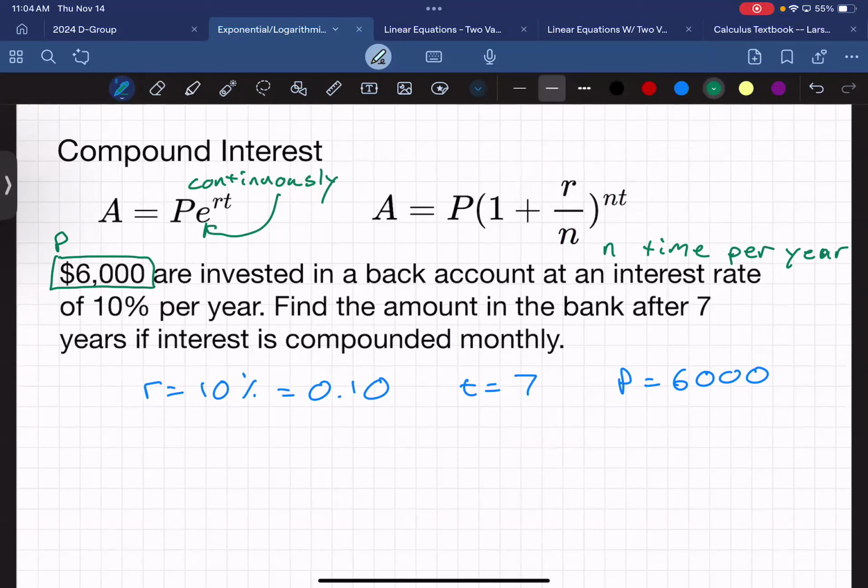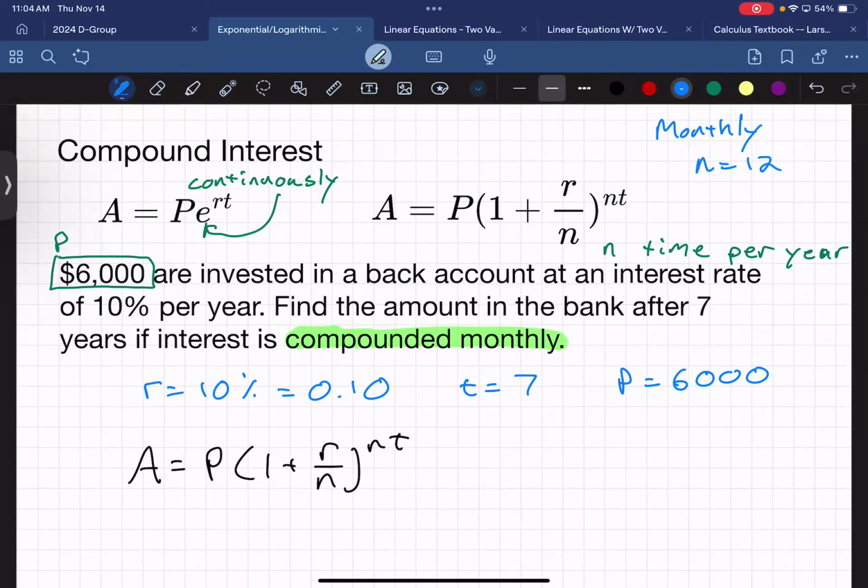So for my problem here, which one do I want to use is the big question. The N times per year, right? Because we have compounded monthly, when we see that, we should be saying, hey, the formula I'm about to use is the second one we have up there. But when I do that, we need to highlight what N is, right? So if it's compounded monthly, how many months are in 1 year? Right? So when you see monthly, the N is 12.